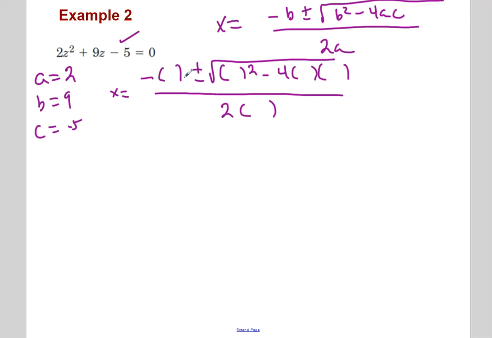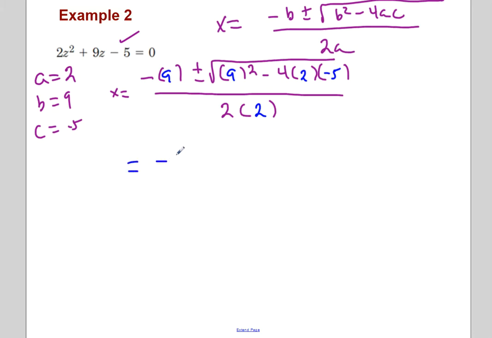Then we plug in. In goes our 2, right here and right here for our a. Our b is 9. It goes there and there. And our c is a negative 5. See, I have a negative times a positive, so I know that's going to be a positive. Time to clean it up.